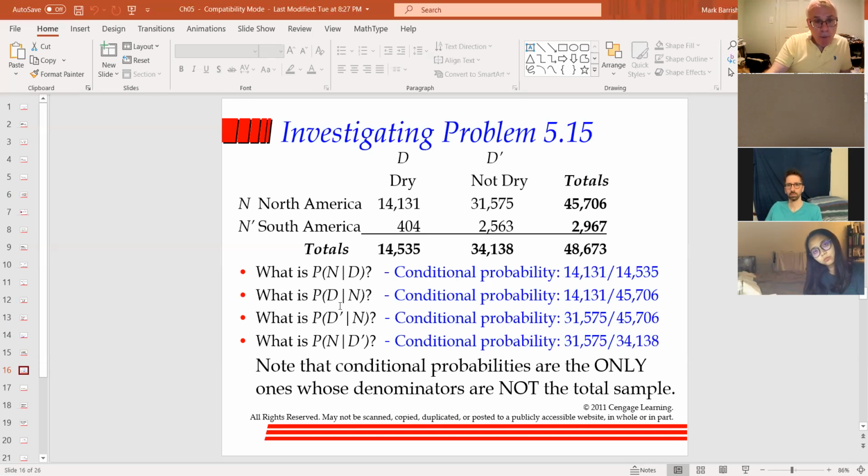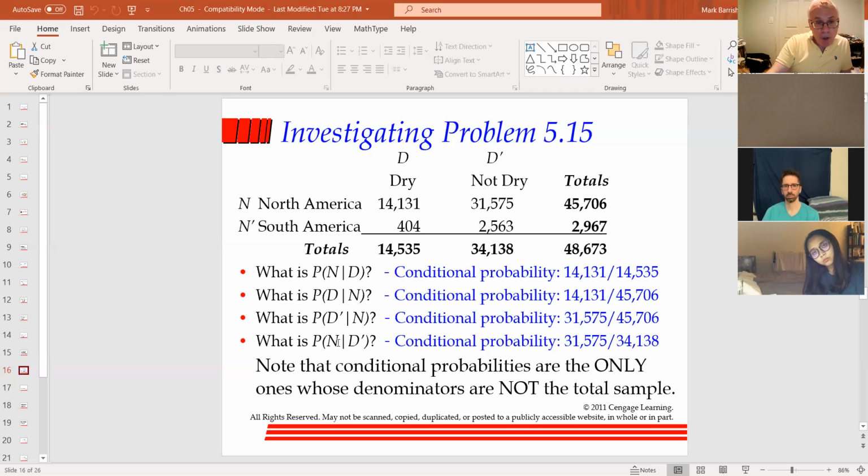If it's D, probability of D bar N, the numerator is still going to be the joint probability of D and N. It's still going to be this number, but in this case, we're looking at the event for N, which is North America. So that's our denominator. Probability of not D given N. Well, not D is this number. This is not D and N. And then this is the total, 45,706, because it says N here.